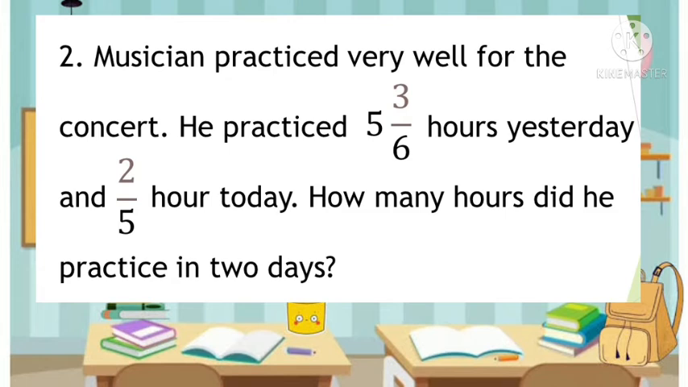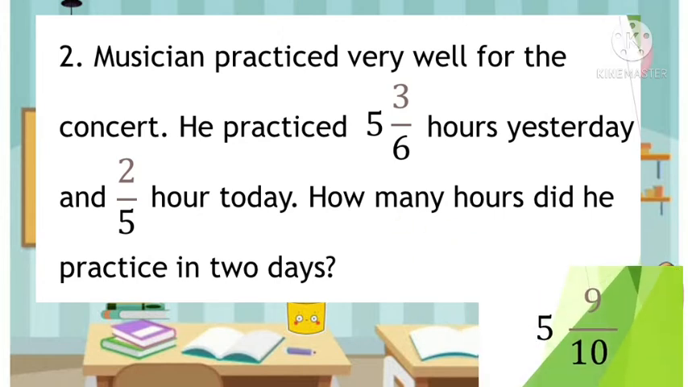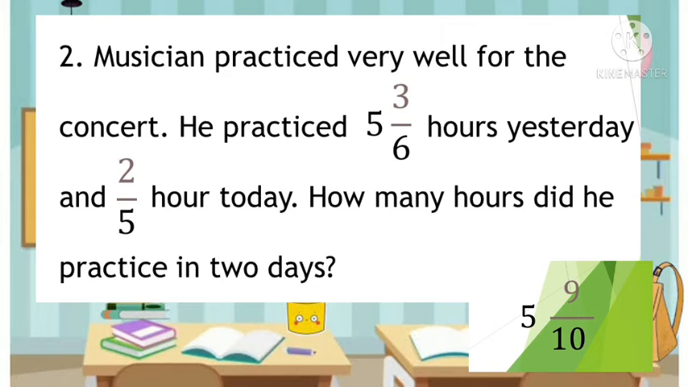A musician practiced very well for the concert. He practiced 5 and 3/6 hours yesterday and 2/5 hours today. How many hours did he practice in 2 days? Okay, time's up. What's the final answer? The answer is 5 and 9/10.